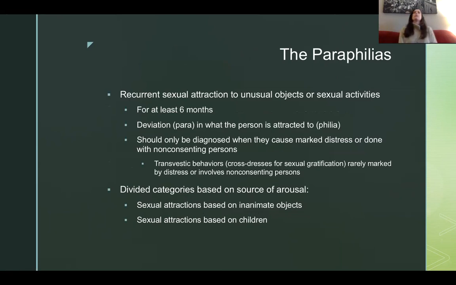All right, let's move on. So, we've talked about sexual arousal and desire dysfunctions. We've talked about orgasm, and we've talked about some other related sexual disorders, and now we're going to talk a little bit about the paraphilias. So paraphilia is defined as a recurrent sexual attraction to unusual objects or sexual activities for at least 6 months, and it should only be diagnosed again when it causes distress or it's done without consent.